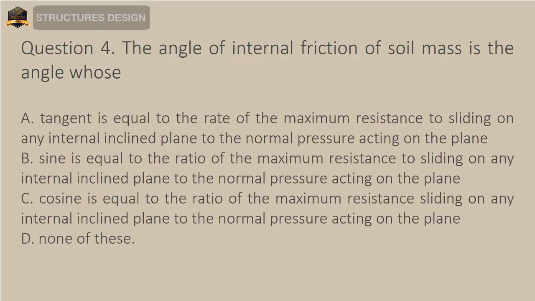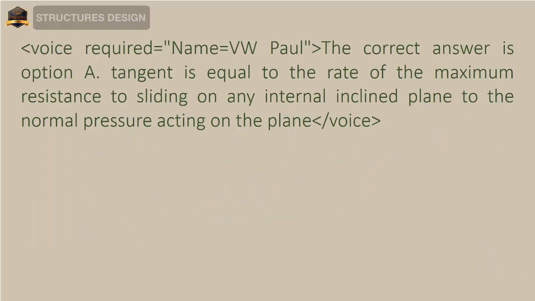Question 4. The angle of internal friction of soil mass is the angle whose: A, tangent is equal to the ratio of the maximum resistance to sliding on any internal inclined plane to the normal pressure acting on the plane; B, sine is equal to the ratio of the maximum resistance to sliding on any internal inclined plane to the normal pressure acting on the plane; C, cosine is equal to the ratio of the maximum resistance to sliding on any internal inclined plane to the normal pressure acting on the plane; D, none of these. The correct answer is option A.